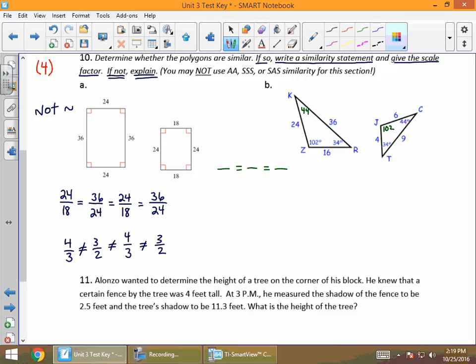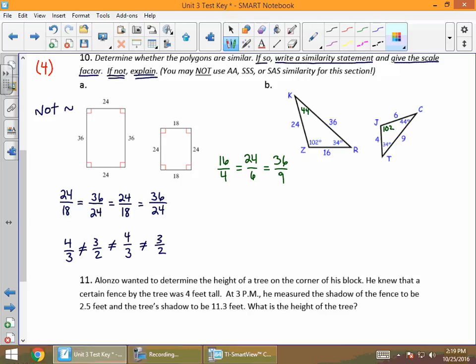Smallest to largest, the left triangle is 16, 24, and 36. The right triangle, smallest to largest, is 4, 6, 9. Let's see how they reduce.